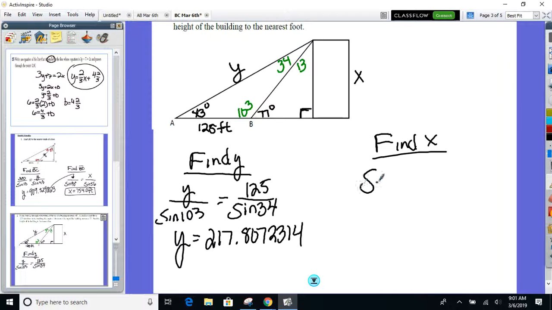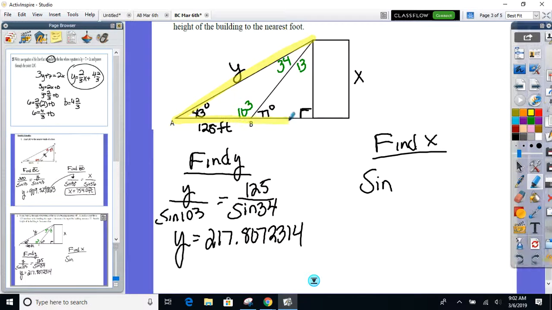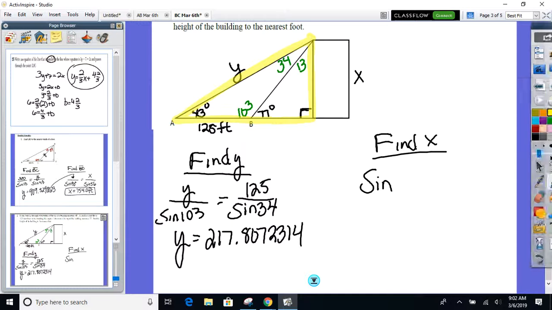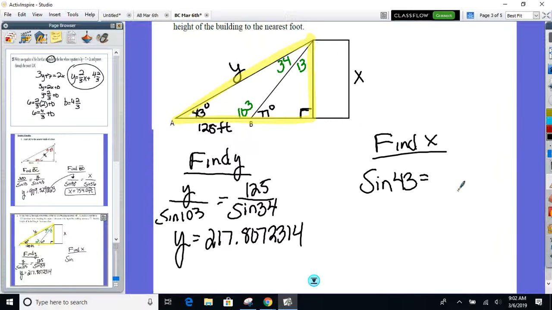Now, here's the thing, though. What angle are you going to go from? Not 77. If we're going to use this side we just found, we have to use the triangle that contains it, which is the larger one. So that's why I'm not using 77. I'm going to use sine of 43, opposite side x over the hypotenuse of that triangle, which is the 217 we just found. Got to use all angles and sides from the same triangle. Do not mix and match.